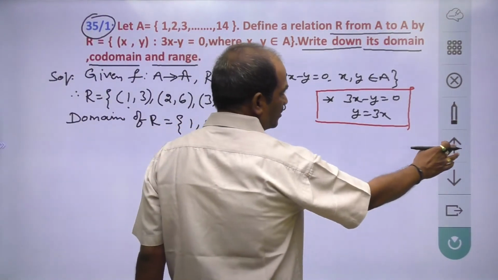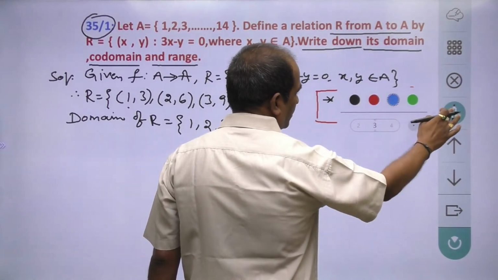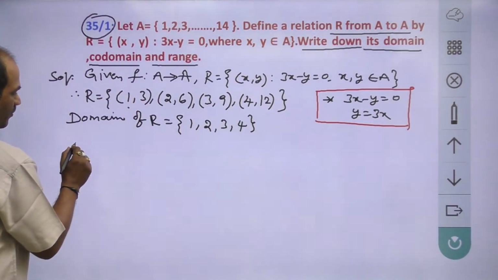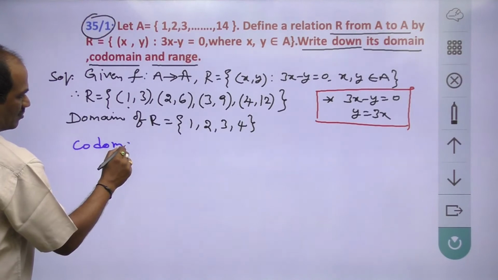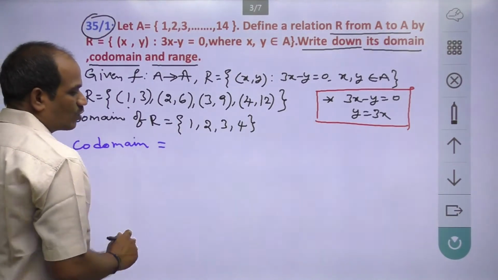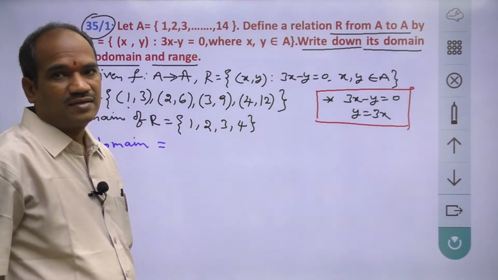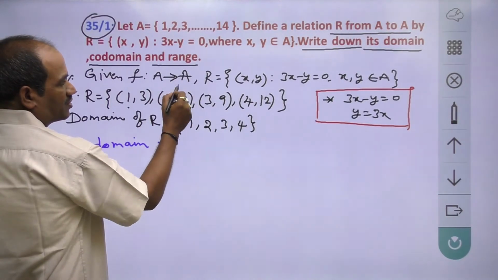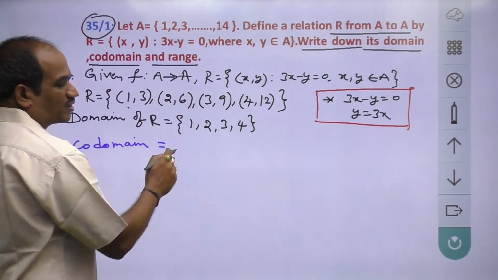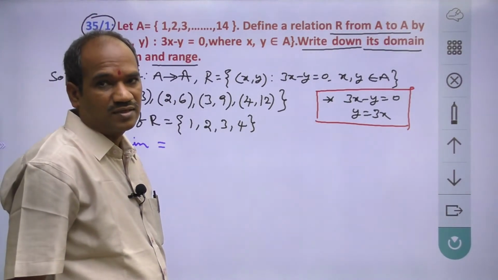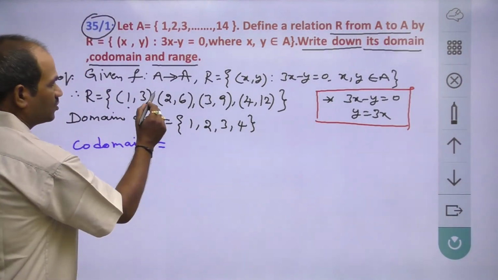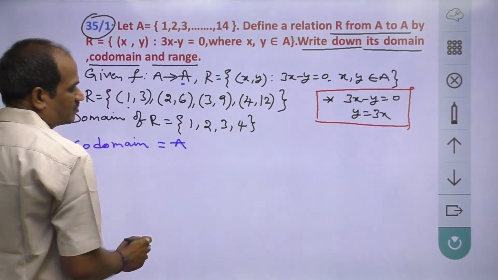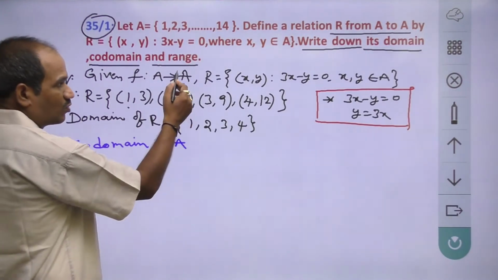Next, the codomain. Codomain of R means the whole set B. Here the relation is from A to A, so B is also A. This is the domain, and this is the codomain. The whole set is called the codomain, so the codomain is A.